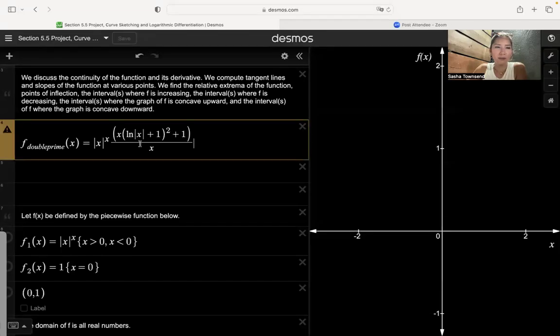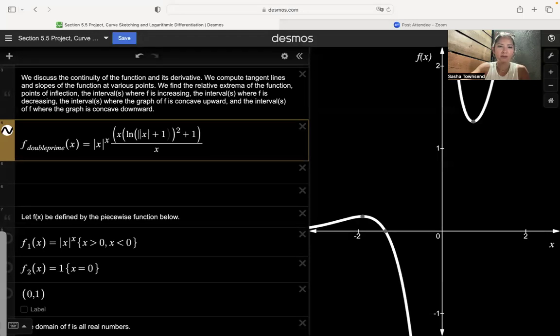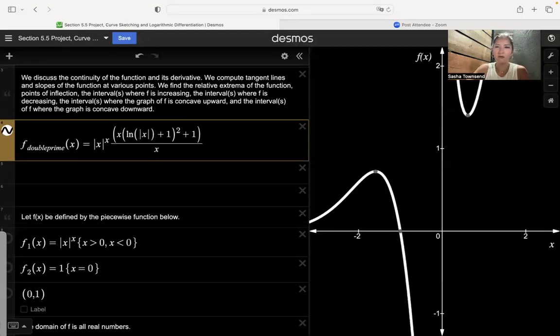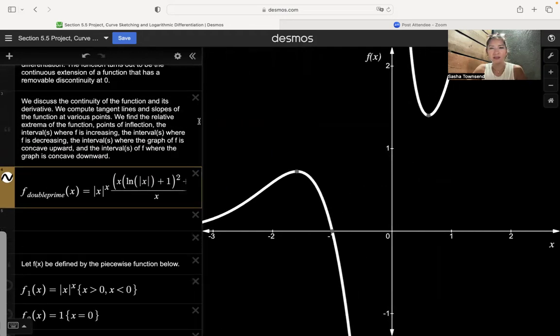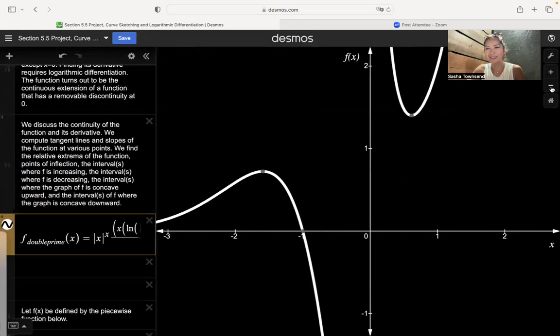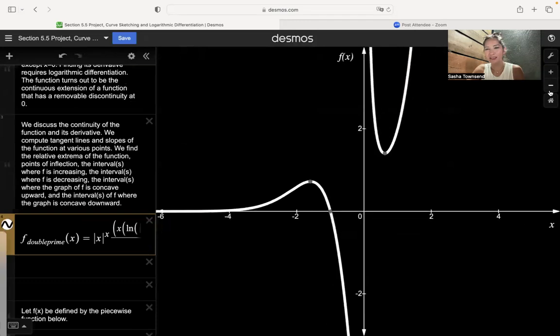So this is f double prime. Use parentheses around the argument of natural log. So it wants parentheses around that absolute value. And this is what it looks like. It's kind of a pretty graph, isn't it? Zoom out a little bit.